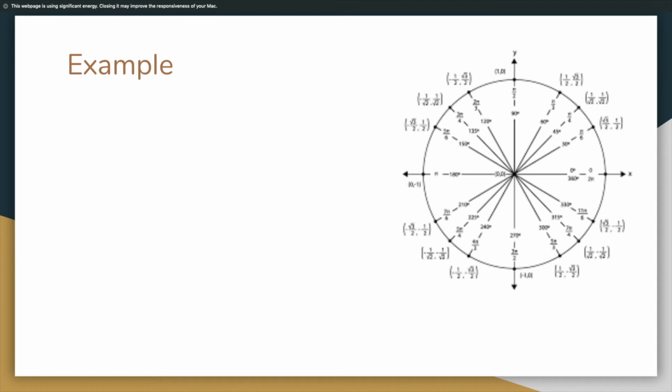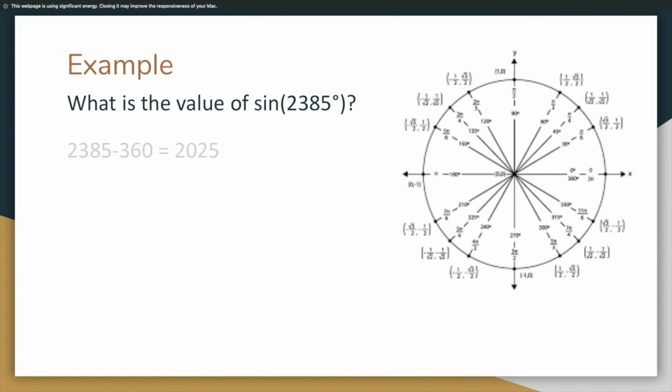Let's look at an example. What is the value of sine 2,385 degrees? You might be thinking to yourself, 2,385 degrees? That's not on the unit circle. But there is a really simple way to calculate the sine value of 2,385 degrees using the coterminal angle pattern. Keep in mind, every 360 degrees, the sine or cosine value is the exact same. Essentially, what we can do is keep subtracting 360 degrees from 2,385 degrees until we get to a value that is on the unit circle.